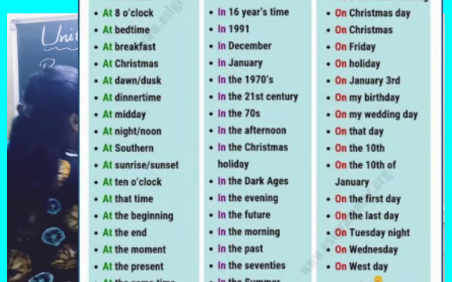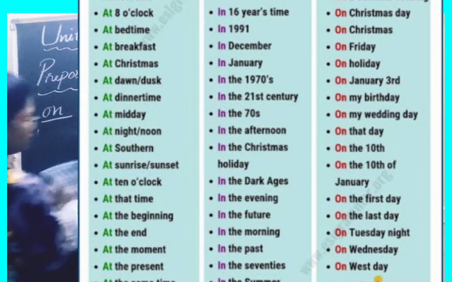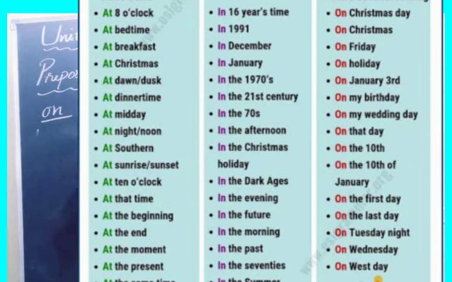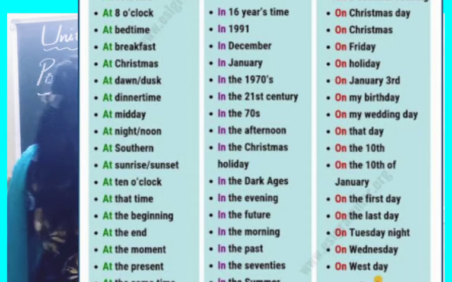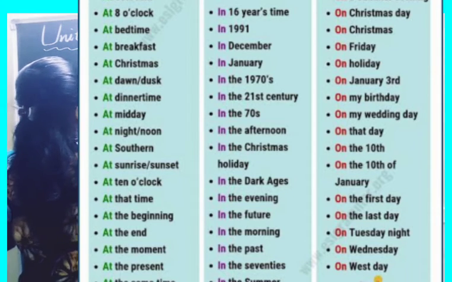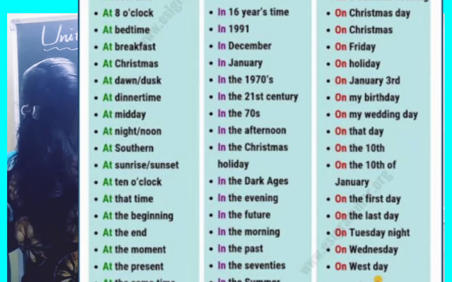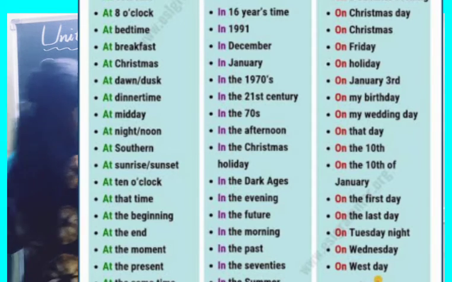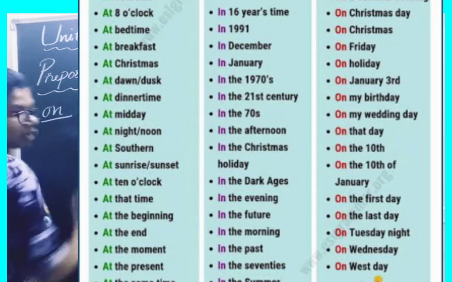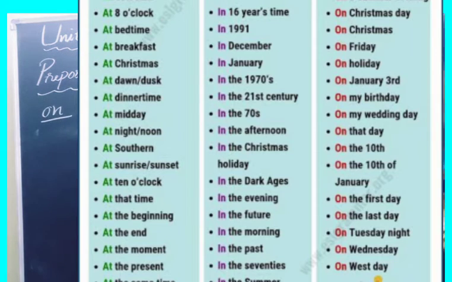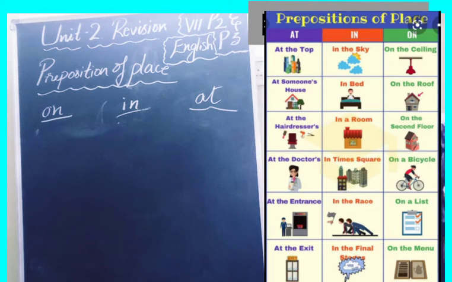Okay, let's go with this. Yeah, fine, children. I'm going to draw at first. And prepositions of place. When do we use on? When do we use in? When do we use at? Now, as mentioned in your textbook, once you go through page number 29, okay, at college, they have written Presidency College.